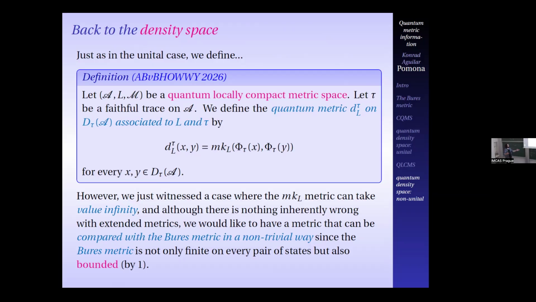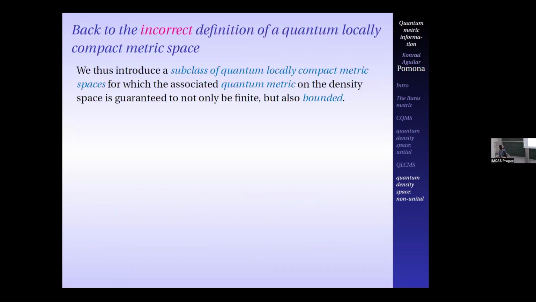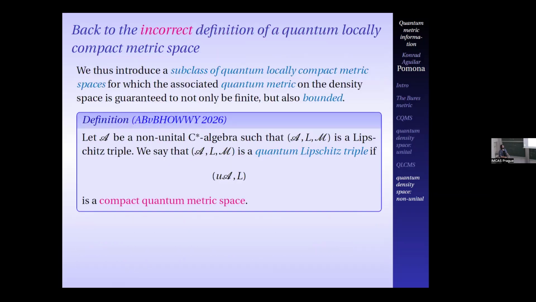And what subclass of quantum locally compact metric spaces do we want? I'm laughing because we want the wrong definition. That's why I spent so much time on the incorrect definition, because we use it later. We are going to use it now. It should not be the definition of a quantum locally compact metric space, but as a subclass, it's exactly what we want, or at least a nice class for what we want.